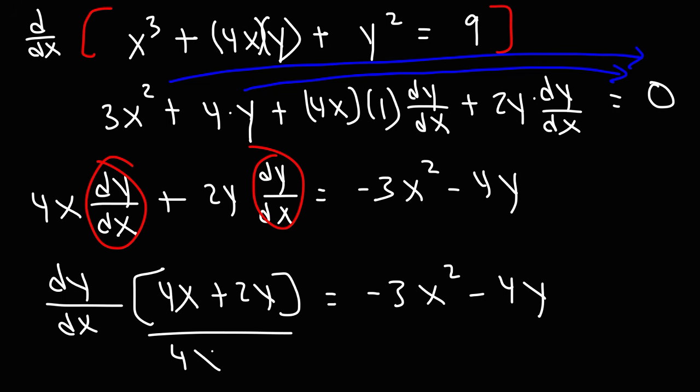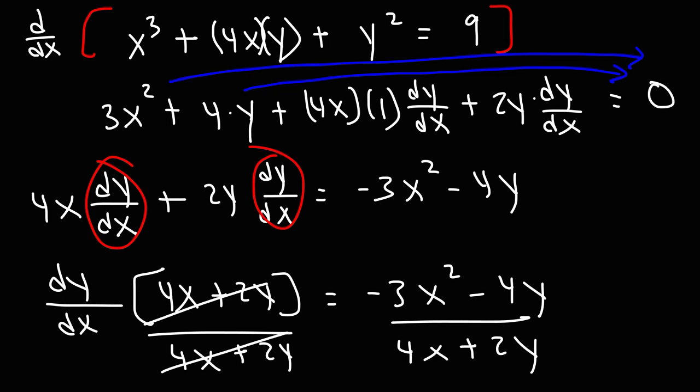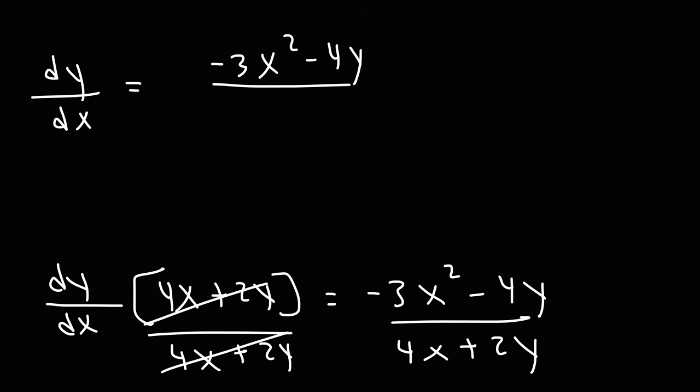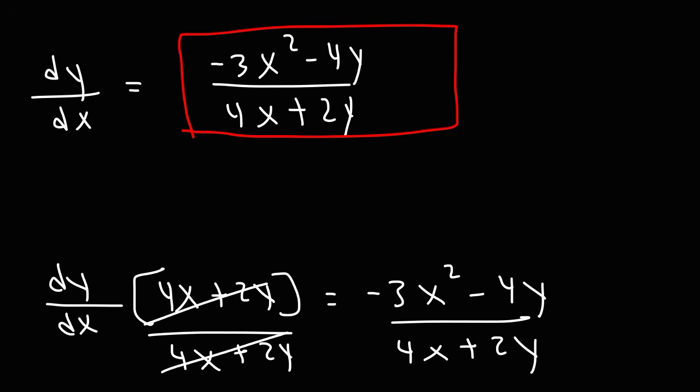So now we can divide both sides by this, 4x plus 2y. So these two will cancel. And thus we have our final answer. Dy over dx is equal to negative 3x squared minus 4y. And we could factor out a 2 on the bottom, but I'm not going to worry about that in this example. So that's going to be divided by 4x plus 2y. So now you know how to find the derivative using implicit differentiation.